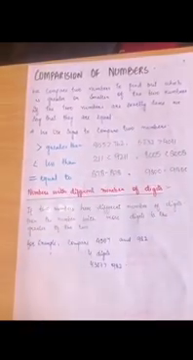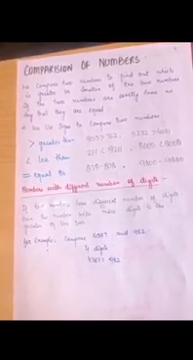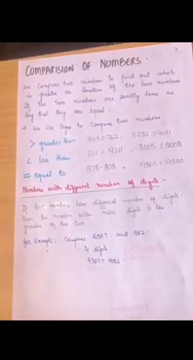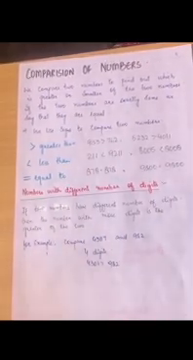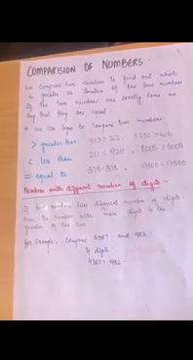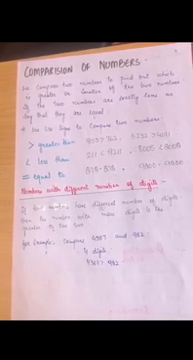Now, the numbers with different numbers of digits. If we have to compare numbers where the digits are not the same, for example, there are 4 digits in one number and 3 digits in the other, how do we know which one is greater or which one is smaller? So there is a certain rule for that, right?